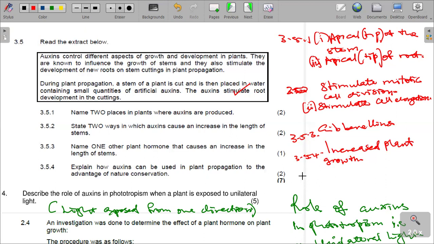Auxins can be used to save species that are facing extinction. So species that might look like they're going to be finished can be saved through auxins.